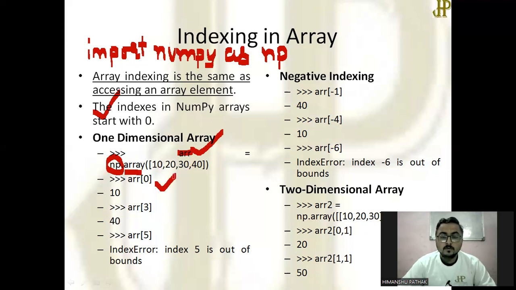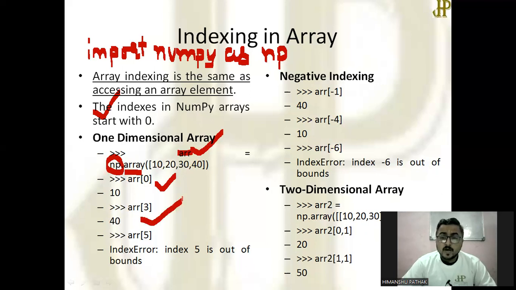So in the second line, I want to access the first element. So what to do? Array of 0th position. As we know, an array is a contiguous memory location starting from 0 to n minus 1 position. So 10 is printed. Now I want to check array of 3. It starts with 0, 1, 2, 3. The last element 40 will be printed.